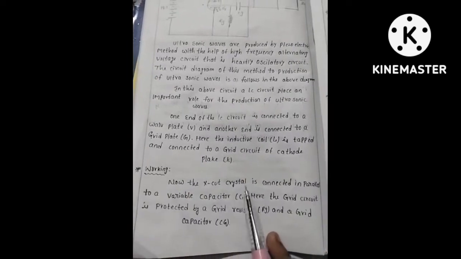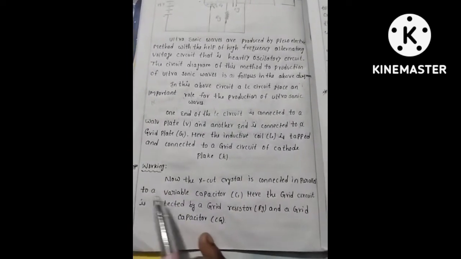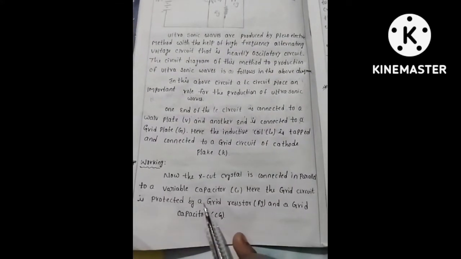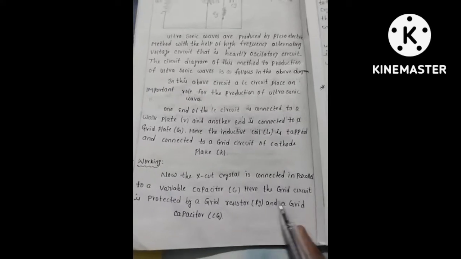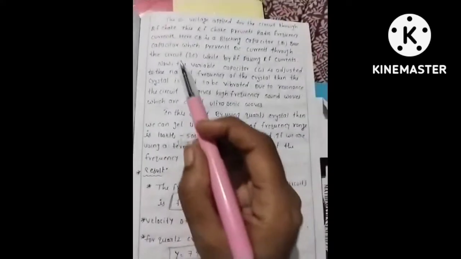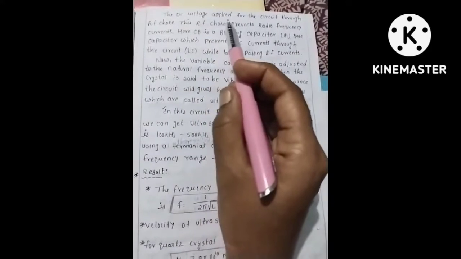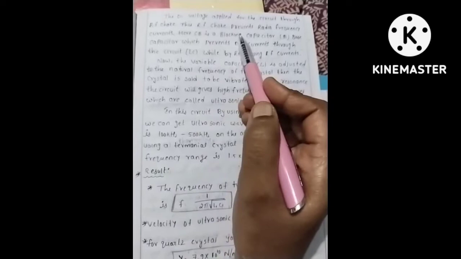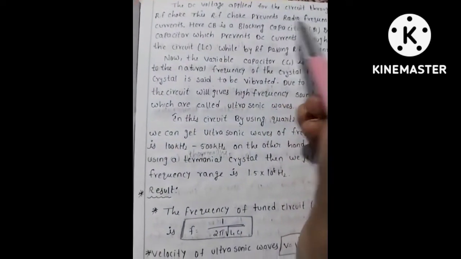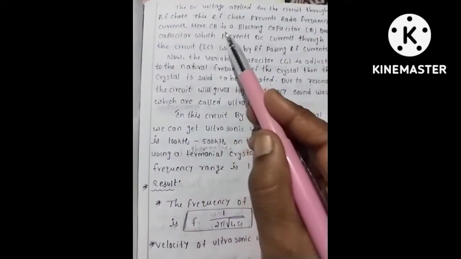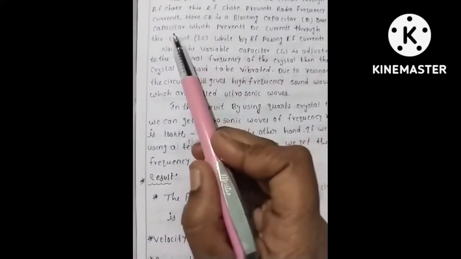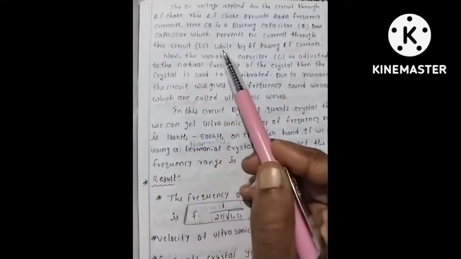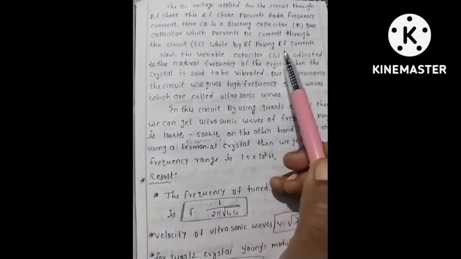Now the X-cut crystal is connected in parallel to a variable capacitor C1. Here the grid circuit is protected by a grid resistor Rg and a grid capacitor Cg. The DC voltage is applied to the circuit through an RF choke. This RF choke blocks radio frequency currents. Here Cb is a blocking capacitor, which provides DC currents through the circuit LC while passing RF currents.